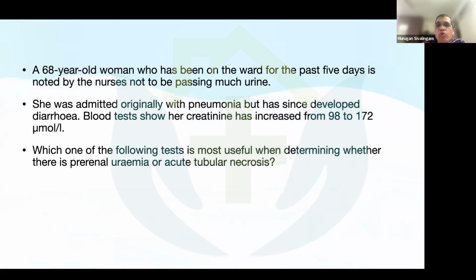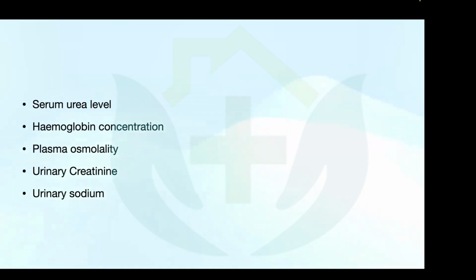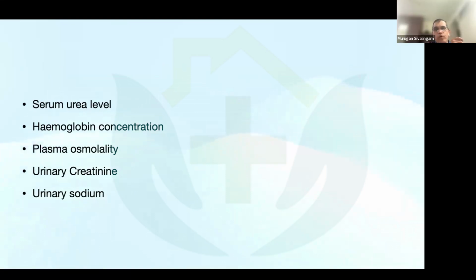So here the question is, which of the following tests can you do which will help you to decide whether this is a pre-renal AKI or an acute tubular necrosis? That is what the question is. Urea level, hemoglobin concentration, plasma osmolality, urinary creatinine, and urinary sodium. Urinary sodium, very good.